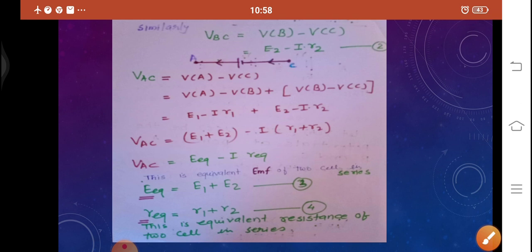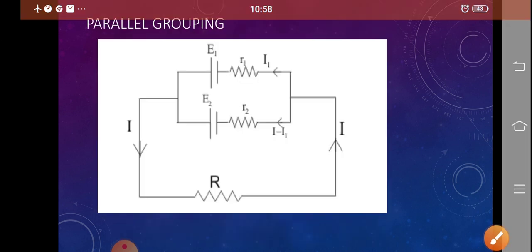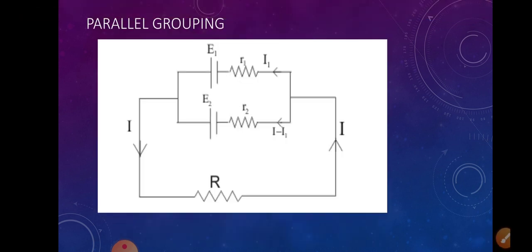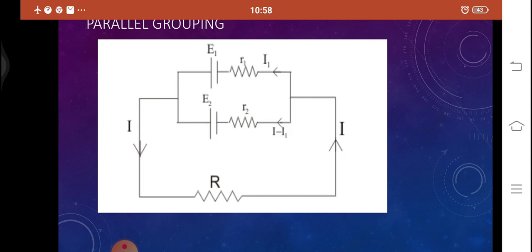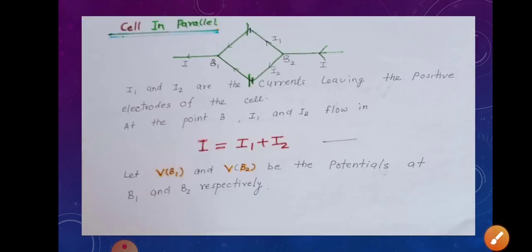Then we have one more combination, that is the parallel combination of cells. So here we have two cells E1 and E2, with internal resistances R1 and R2. Now current I is flowing here, so I1 current will go here and I2 current will go here. But in the parallel combination, between these two points the voltage remains the same. So let us see the derivation from the NCERT book.